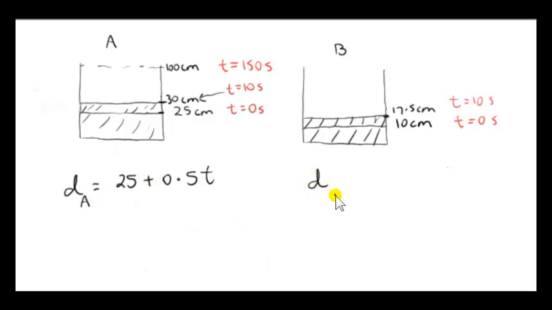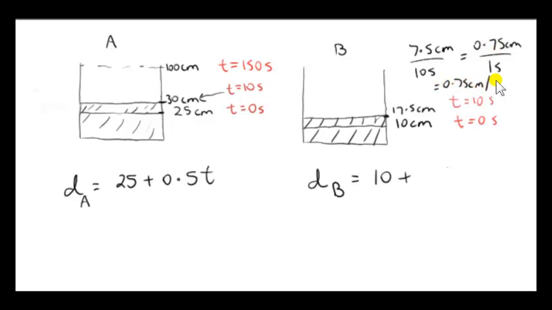Okay, let's do tank B. Well, at t equals 0, the depth is 10, so the constant term is going to be 10. Again, we're going to have some number times t, and that number is the rate. And we saw earlier that the rate is 7.5 centimeters per 10 seconds, but we want it per 1 second. Okay, so if we divide above and below by 10, we get 0.75 centimeters per second, so this is going to have to be 0.75.